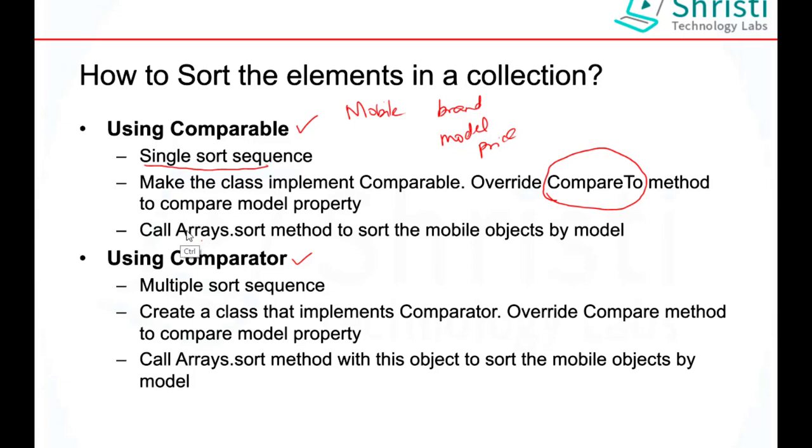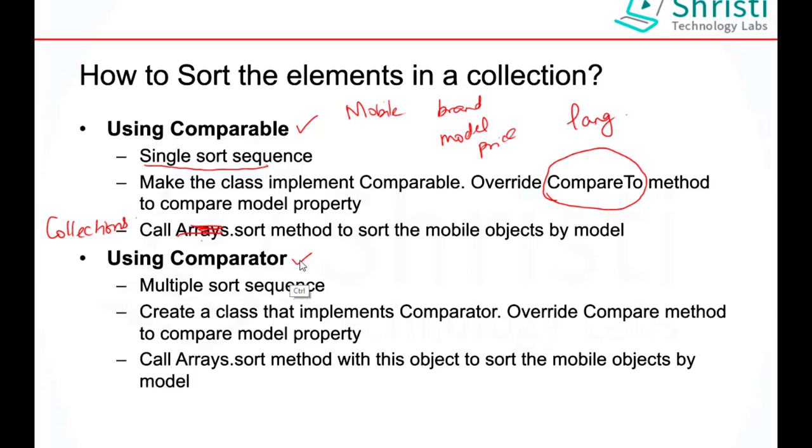Once you have completed this, you need to call the Collections.sort method. Collections is a class from the Collections Framework. In the Collections.sort method, when you pass the list, it will automatically give you sorted Mobile objects based on a particular property. This Comparable is from the java.lang package.